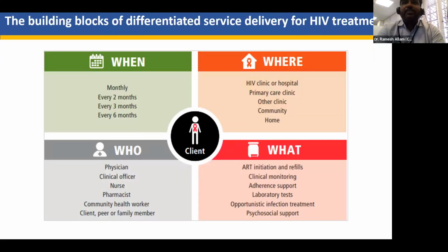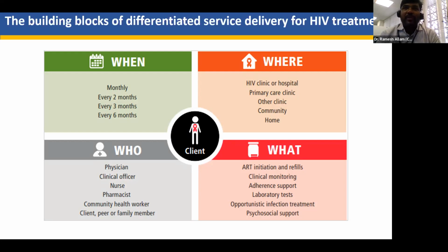So this infographic that you see is the building blocks of the differentiated service delivery for HIV treatment specifically. What you see here is whenever we start defining or trying to put up a plan for a differentiated care specifically for treatment, we need to understand what it is that we are going to do. So is it like you want to monitor the patient, you want to help the patient on adherence support or laboratory tests, and who should be doing such type of care? Is it the medical officer, nurse, pharmacist? So who will be doing that is another critical thing.